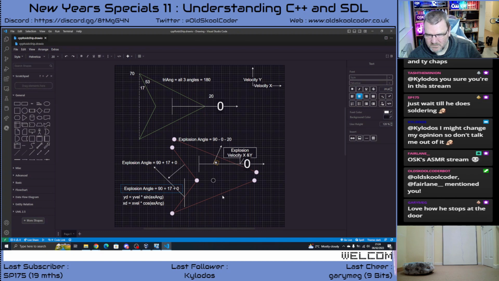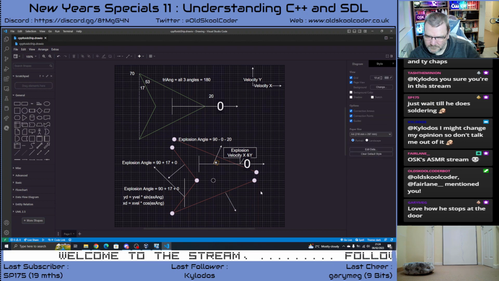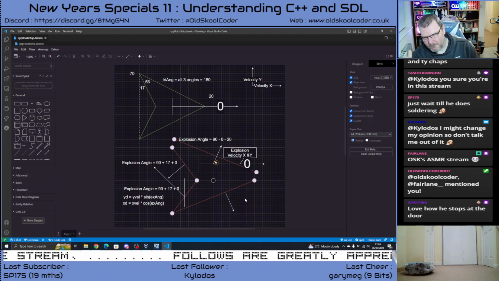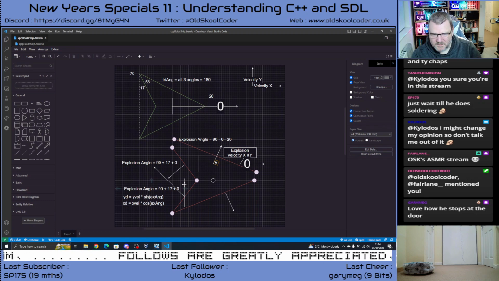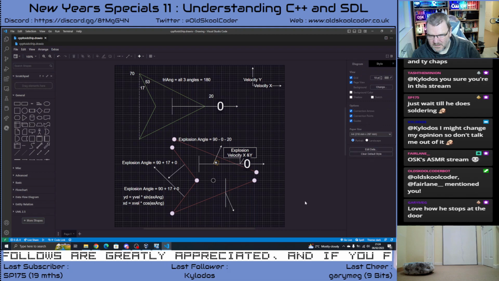Right, so this one... Right, let's put an hour on this one as well. So this one is going to be... Right, let's move that. So that's our perpendicular there. So this is going to be 270 plus 17.